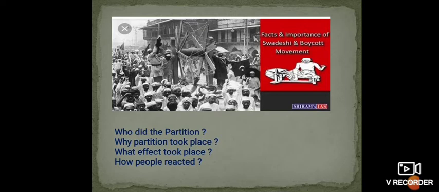Alright, so here basically we are talking from page number 61. I want all of you to get ready with your textbook, page number 61. As stated here, we have to know some of the facts and the importance of the Swadeshi and boycott movement. Questions like who did the partition, why the partition took place, what effect took place, and how people reacted when Bengal was partitioned. So that is all about the first slide.